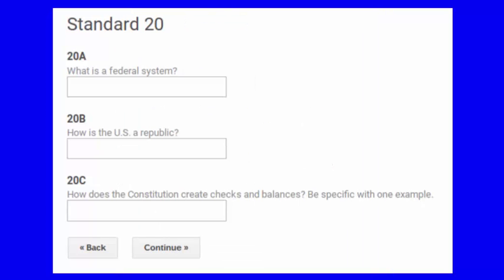Standard 20. What is a federal system? 20B. How is the U.S. a republic? 20C. How does the Constitution create checks and balances? Be specific with one answer.